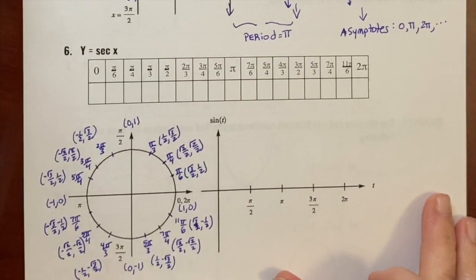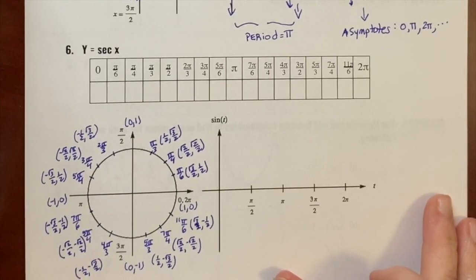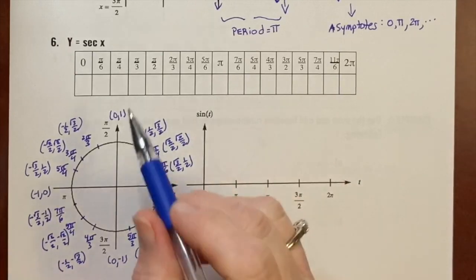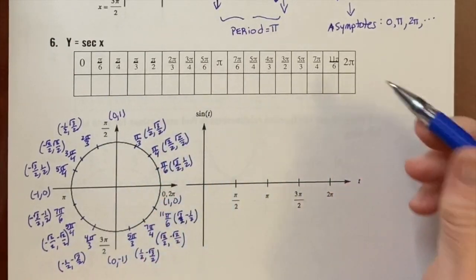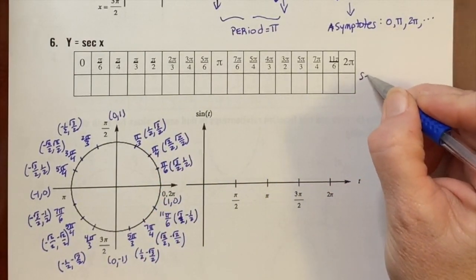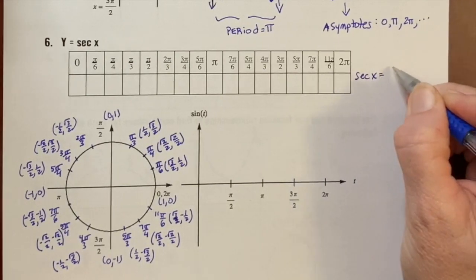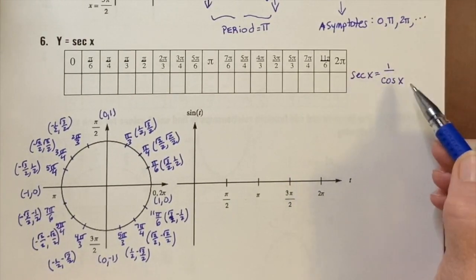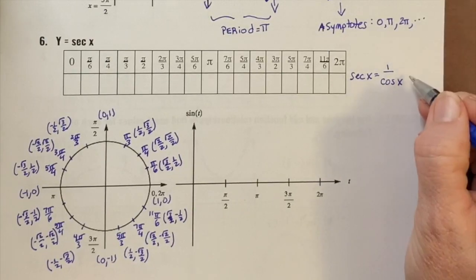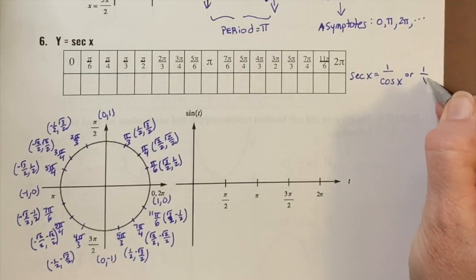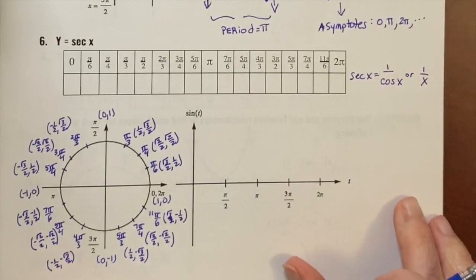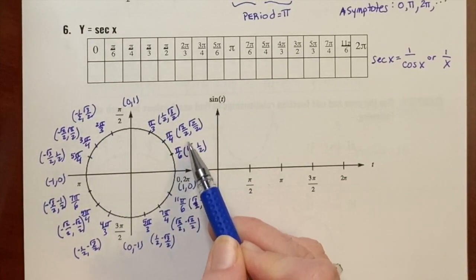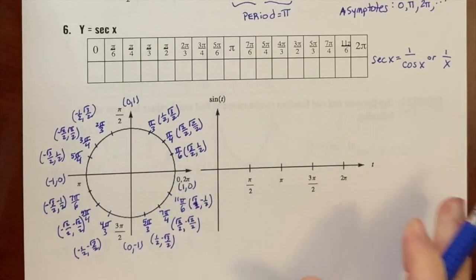Okay, so let's wrap this up with the graph of our last function. We saved secant for last here. The thing again to remember, just like with cosecant, is that secant is the reciprocal of cosine. So secant is equal to 1 over cosine, or 1 over x, since cosine is our x coordinate. As we rotate around, we're just going to be graphing the reciprocal of the x coordinate.